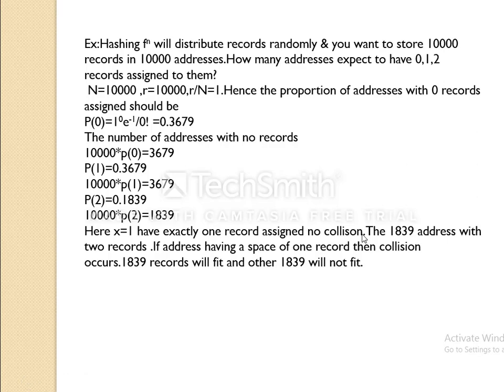There are 1839 addresses with 2 records. If an address has space for only 1 record, then a collision occurs. So 1839 records will fit and the other 1839 will not fit.